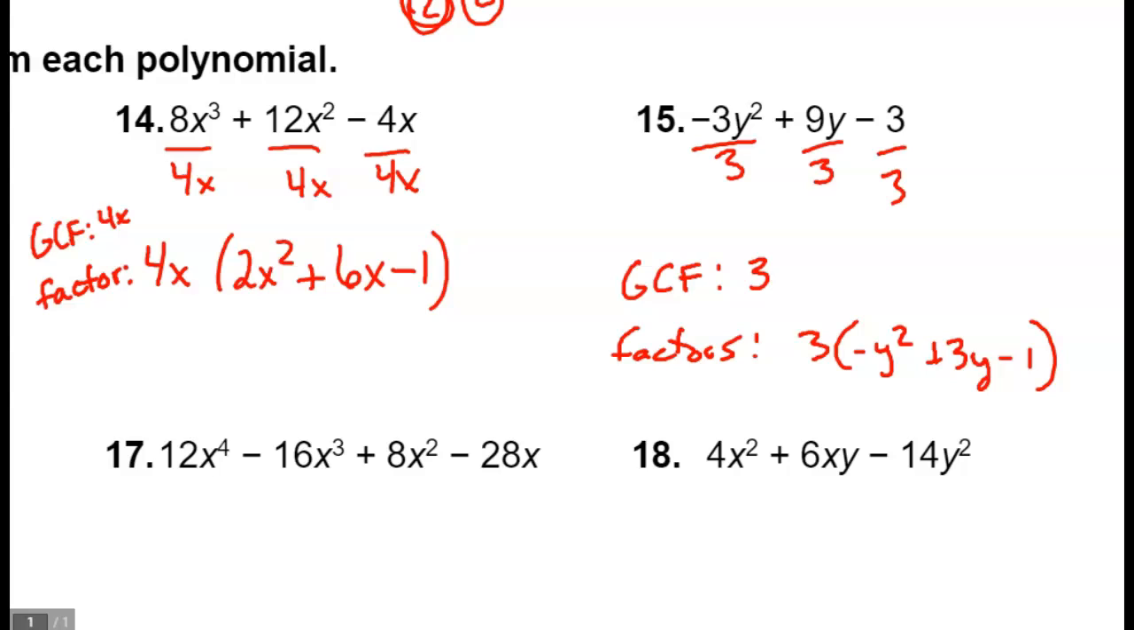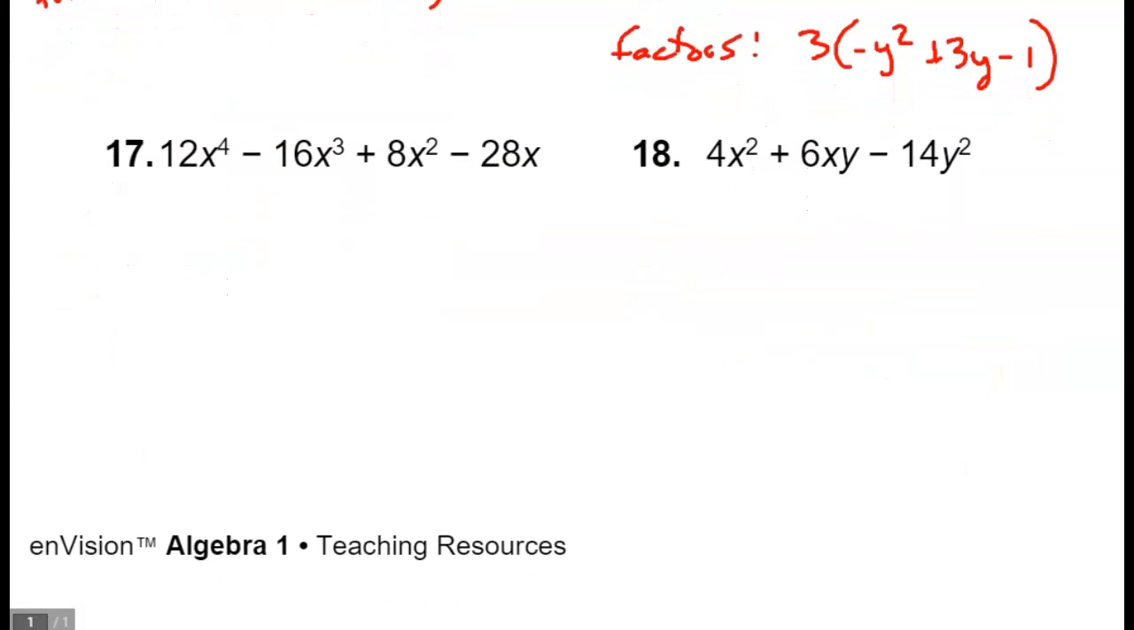So real quick, if I check this, I would find any mistakes I made. Hopefully 3 times negative y squared is negative 3y squared. 3 times 3y is 9y, and 3 times negative 1 is negative 3. So it does check.